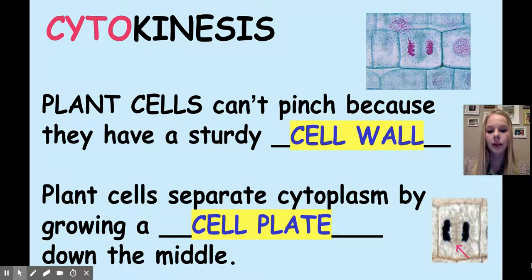In plant cells, the rigid cell wall is unable to divide this way. Plant cells divide by growing a cell plate down the middle. This cell plate eventually turns into the cell wall and the two new plant cells.